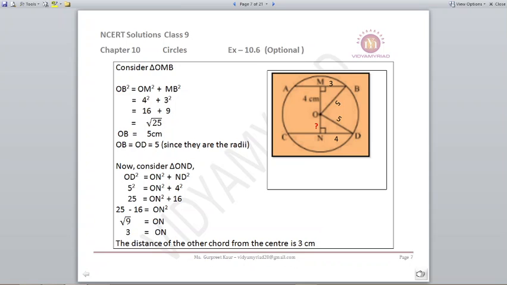So using this information, we can find out ON in triangle OND. OD square will be equal to ON square plus ND square. OD we know is 5, ON we have to find out, and ND is 4. So ON comes out to be 3. So the distance of the other chord from the center is 3 centimeters.